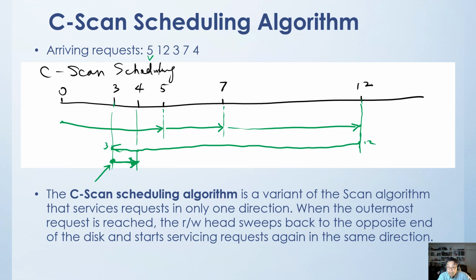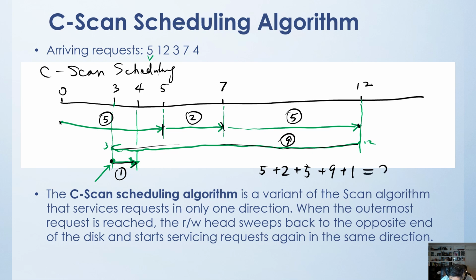So let's see what the travel distances are. From 0 to 5, it's 5 tracks. From 5 to 7, that's 2. From 7 to 12, that's 5 again. Now you travel all the way from 12 to 3, that's 9, right? And now starting from 3, you service track 3, and then service track 4, that's a travel of 1. So the total travel distance is 5 plus 2 plus 5 plus 9 plus 1. So that's 22 tracks.